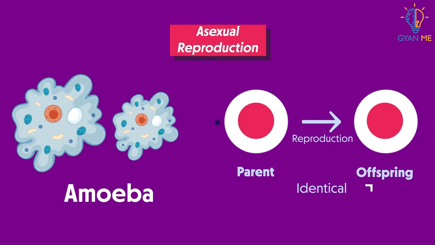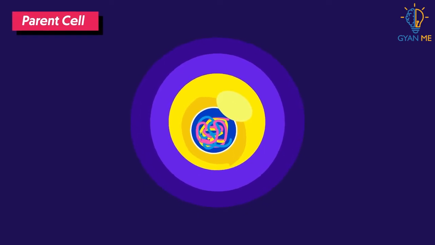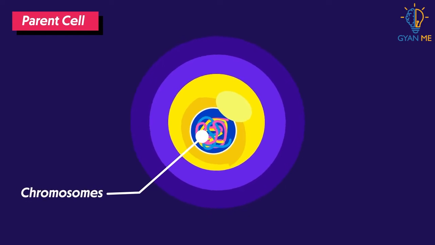Now observe this cell on your screen. Let us call this the parent cell. Look at it more closely. What is this entangled mass of thread-like structure called? I'm sure you know it. Yes, they are chromosomes, and they are present inside the nucleus of the cell.